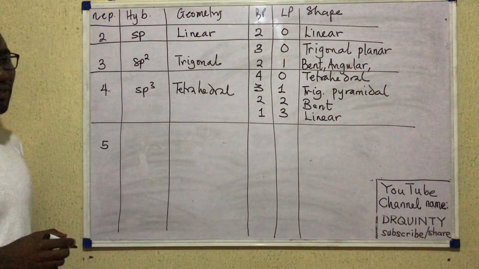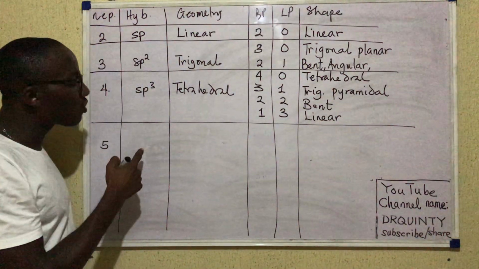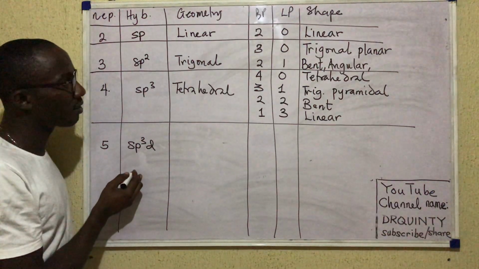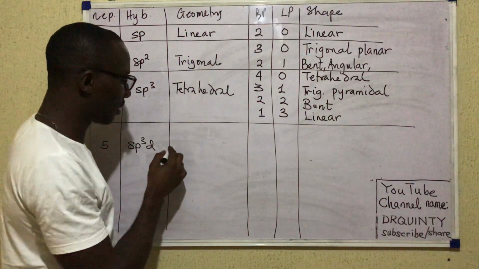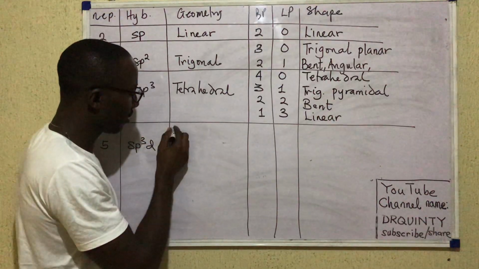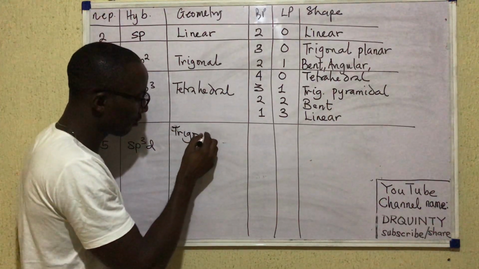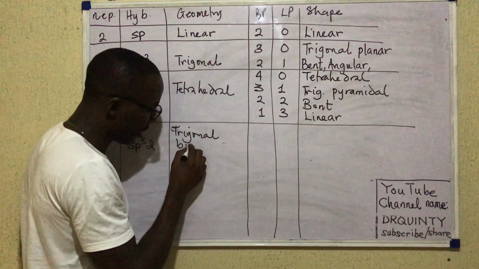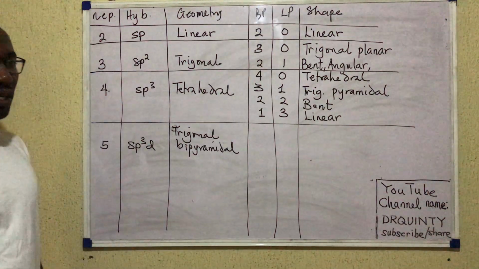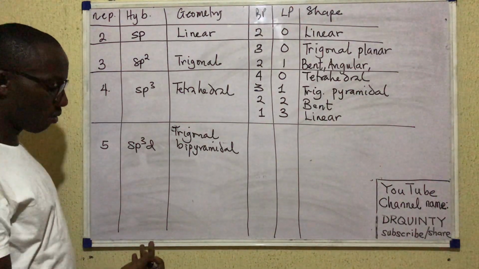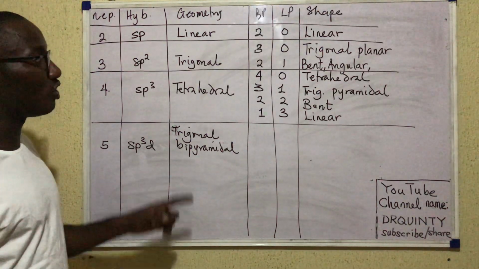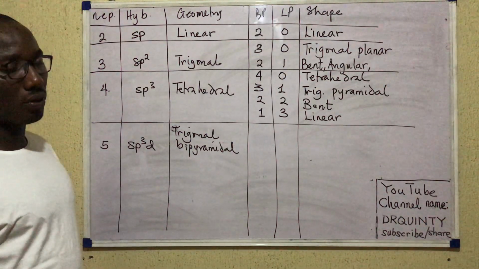What if our result is 5? It means that the central atom in that compound is sp3d hybridized. And the geometry in that case would be trigonal bipyramidal. So if we say that the central atom in the compound is sp3d, then it means that the geometry of that compound will be trigonal bipyramidal.